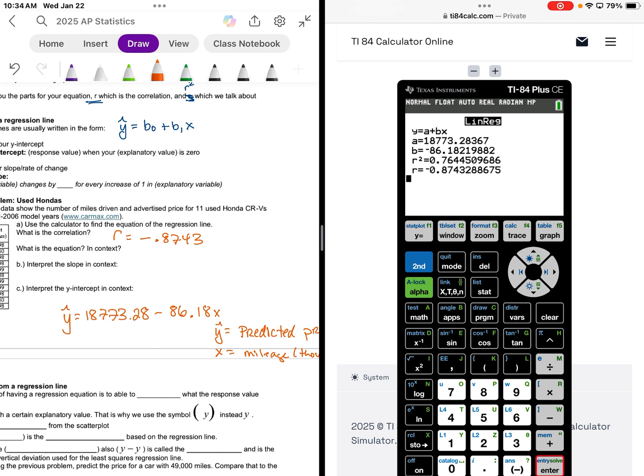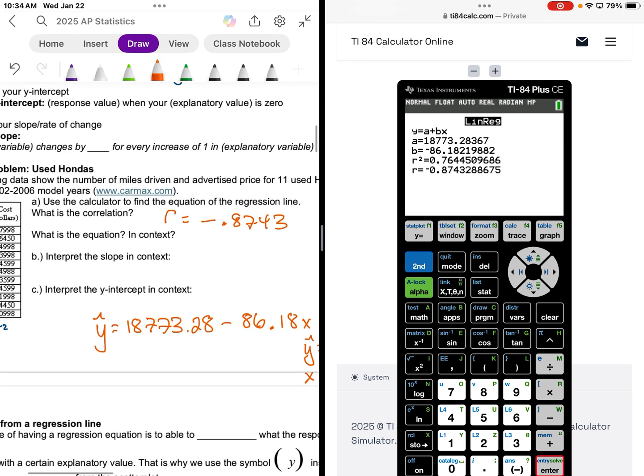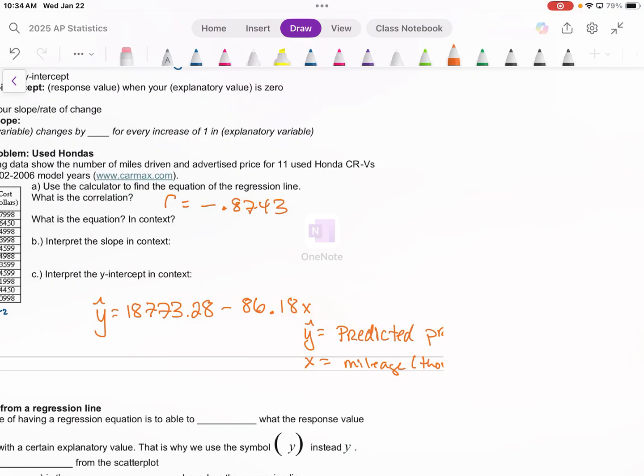Okay. All right, so what is part B? It says what is the equation, and then in context. Well, I already wrote the equation. So what does it mean in context? What we're going to talk about here is the price or the cost. So as I try to zoom in, do I need that anymore? No, I don't need that. So let me get rid of that screen of the calculator.